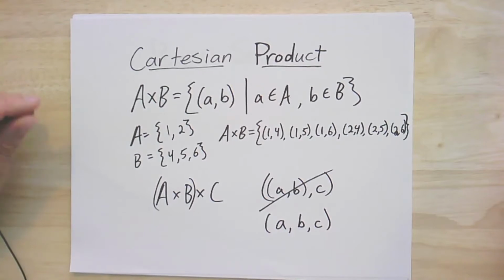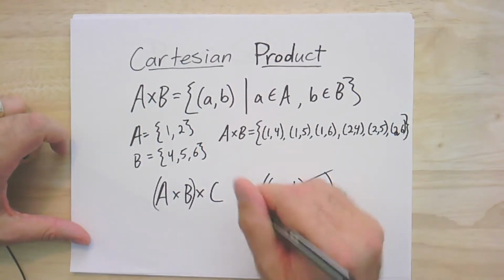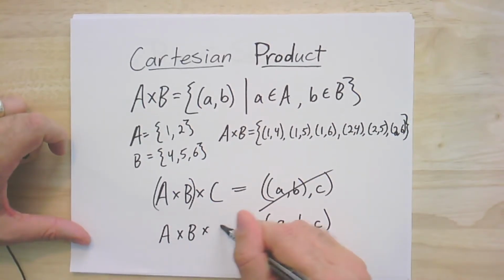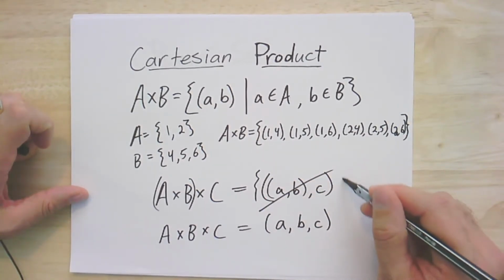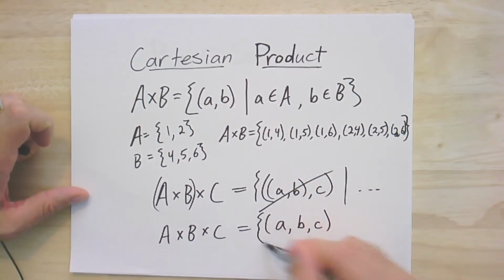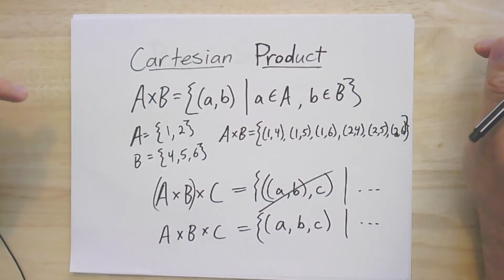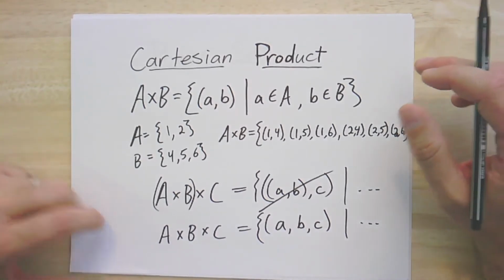Now, this is a notational distinction: this one would give you this, but this one gives you this. Sets of things that look like this. All right, so the Cartesian product is a standard way that we're going to take sets and combine them to make new sets with more elements.